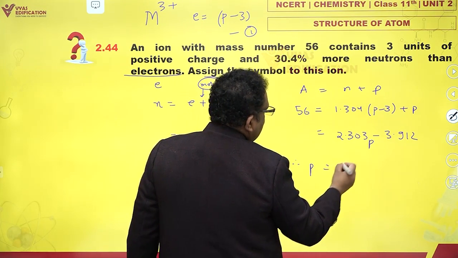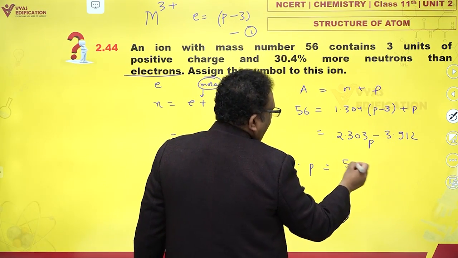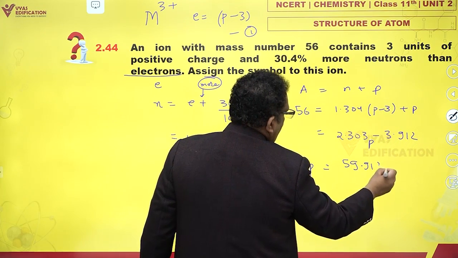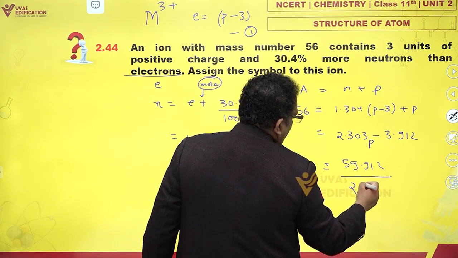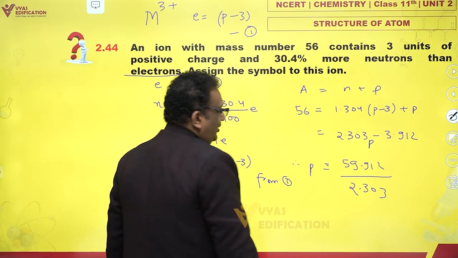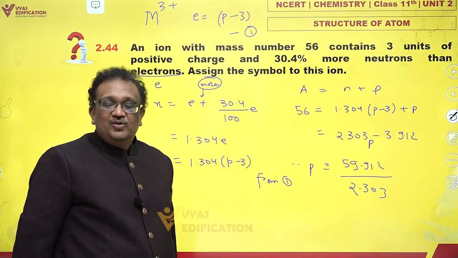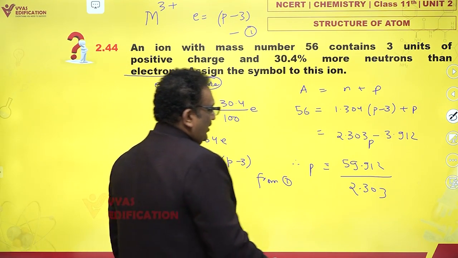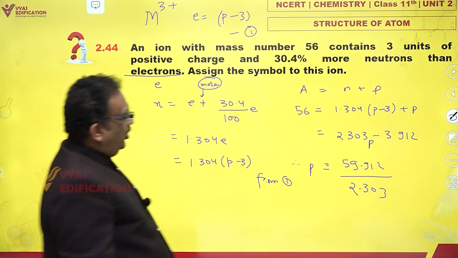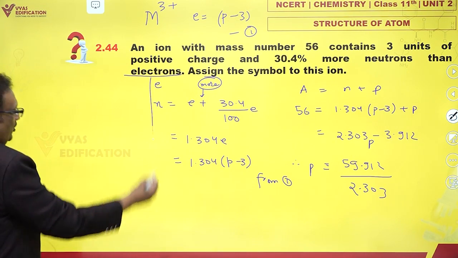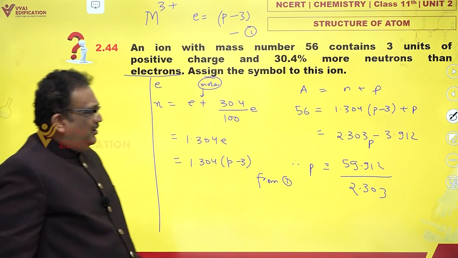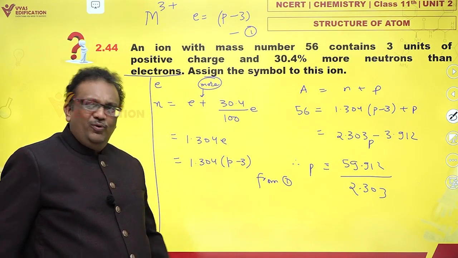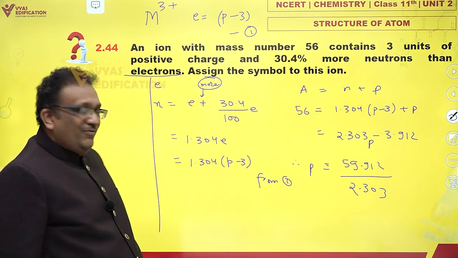Therefore, P is 56 plus 59.912 divided by 2.303. Well, it looks very ravishing. Solve it out. How much does that give you? Now, one thing is for sure: the number of protons has to be an integer. Even if you do approximate calculations, you would get an accurate answer, right? Shall we try that out?